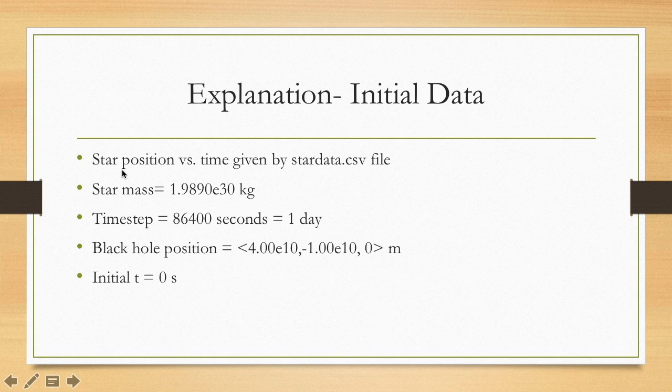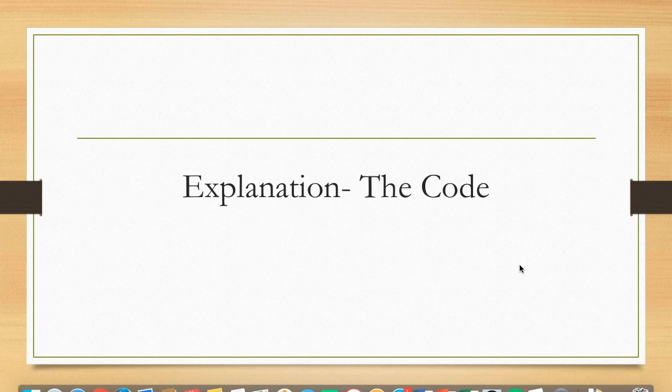Now, the initial data that we were given: the star position versus time is all in the stardata.csv file. The star mass is 1.989e30 kilograms. The time step was 86,400 seconds, which is 1 day. The black hole position was 4e10, negative 1e10, 0 meters, and our initial time is equal to 0 seconds. Go ahead and look at the code.